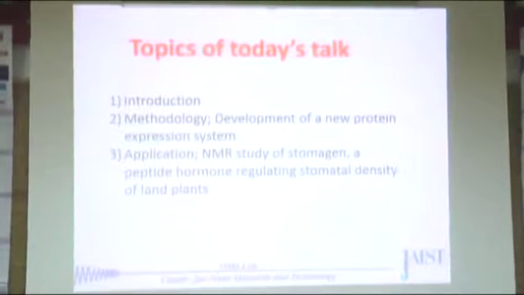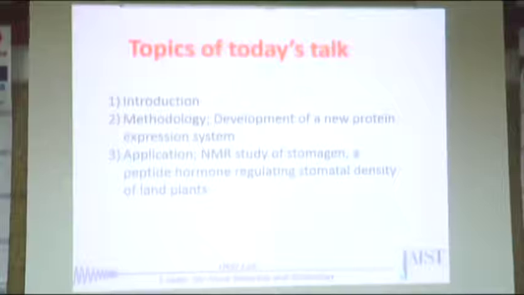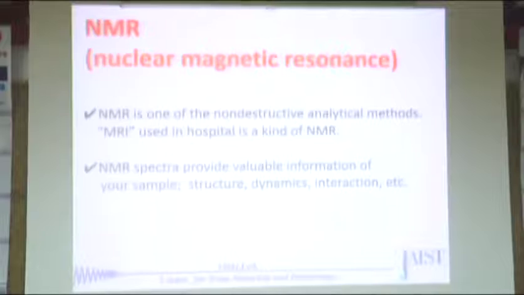In the second topic, I talk about a new protein expression system developed in our group. And the last one, the third one, is the application, NMR study of stomagen. Okay, let's move to introduction.